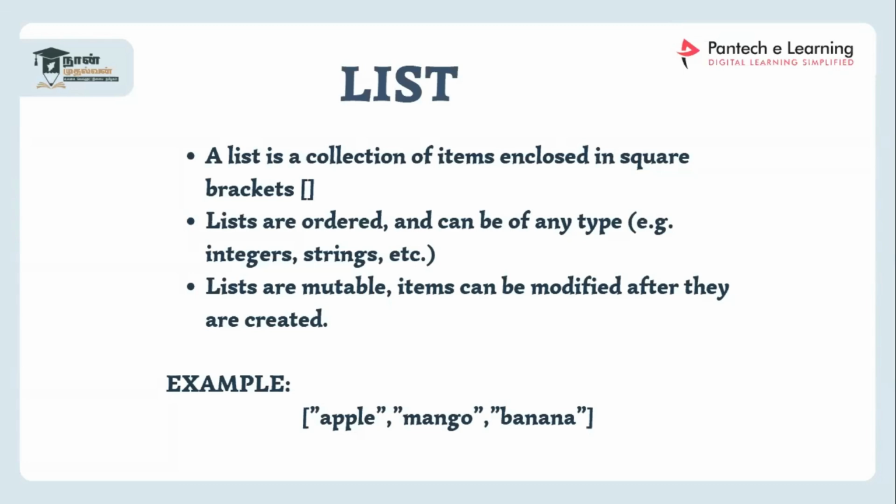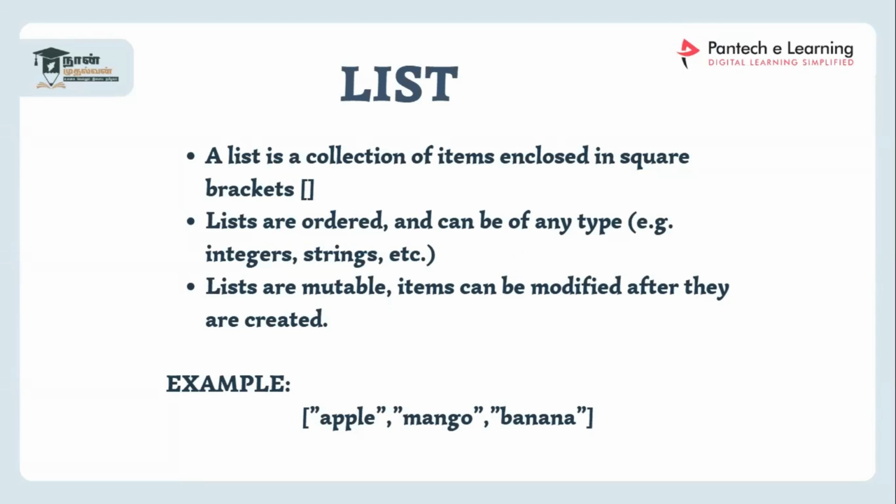First, a list is a collection of items enclosed within square brackets. Just as a string is denoted by quotation marks, a list uses square brackets like this. Next, lists are ordered and can contain items of any type.